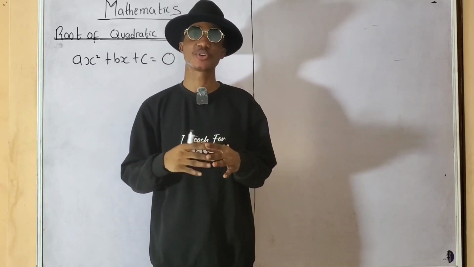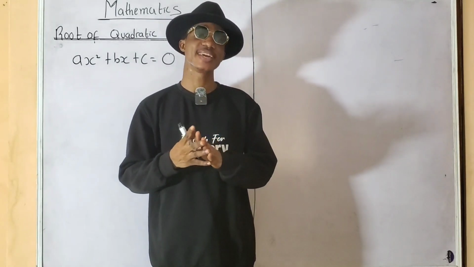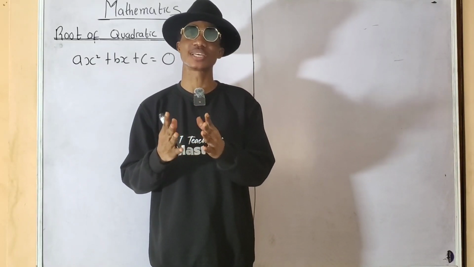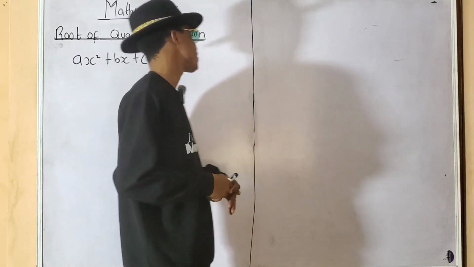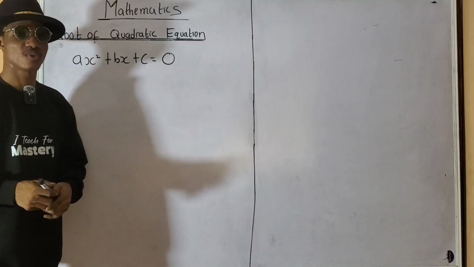In this class, we are going to talk about roots of a quadratic equation. As we've learned in our previous class, the root of an equation refers to the value obtained by solving that equation. Are you getting it? So let's say we have a quadratic equation ax² plus bx plus c equals 0.